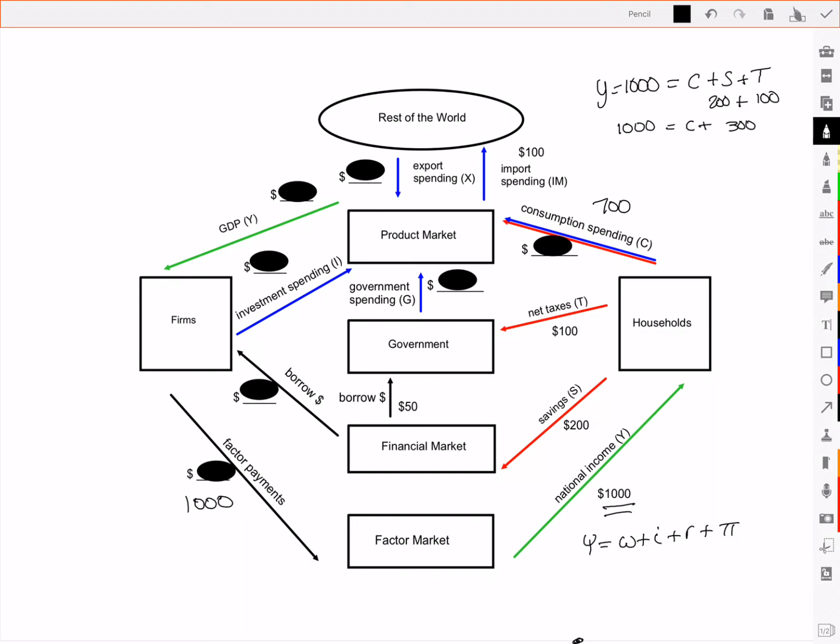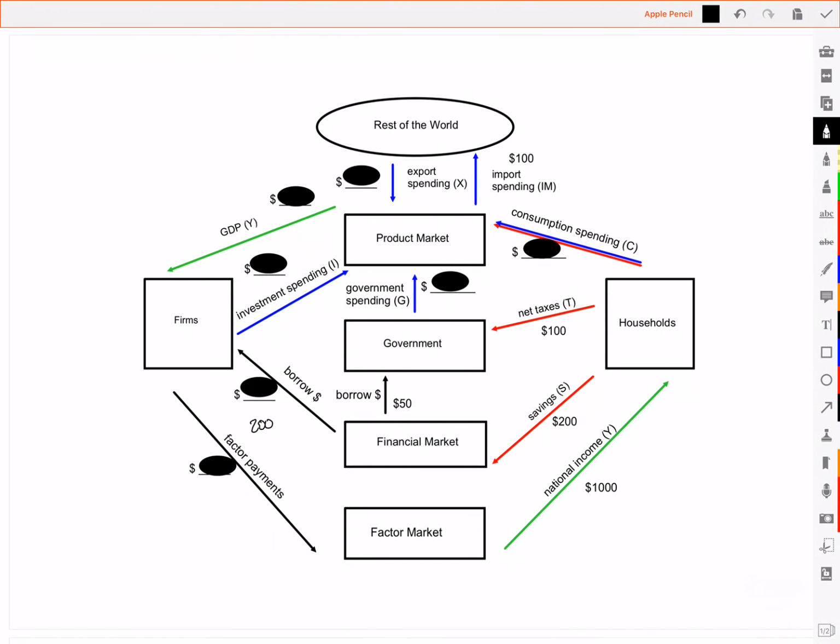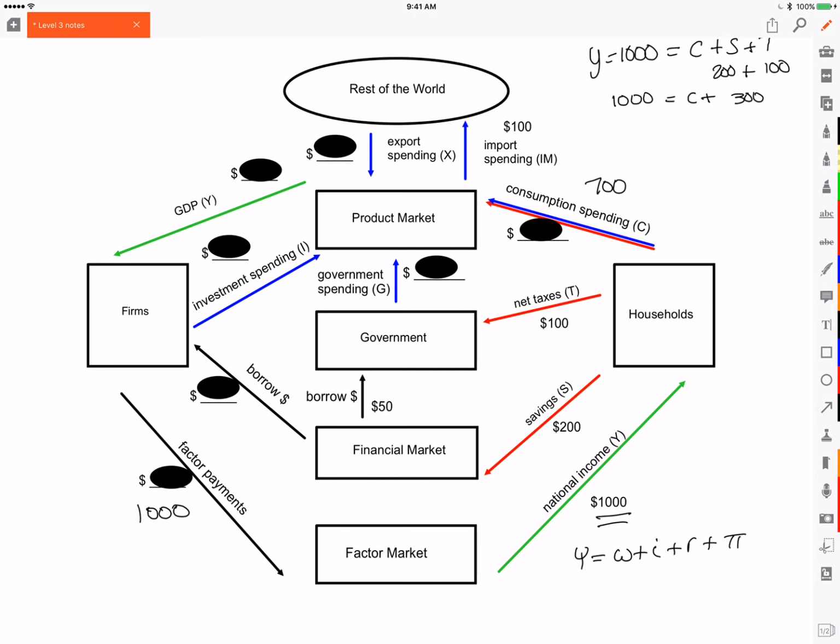Let's look at savings. So households save their money. They save $200. Financial markets then have our $200, and they lend 50 of it to the government, which means how much do banks have left to lend to businesses? Well, 200 minus 50 gives us 150. So the business borrows 150.